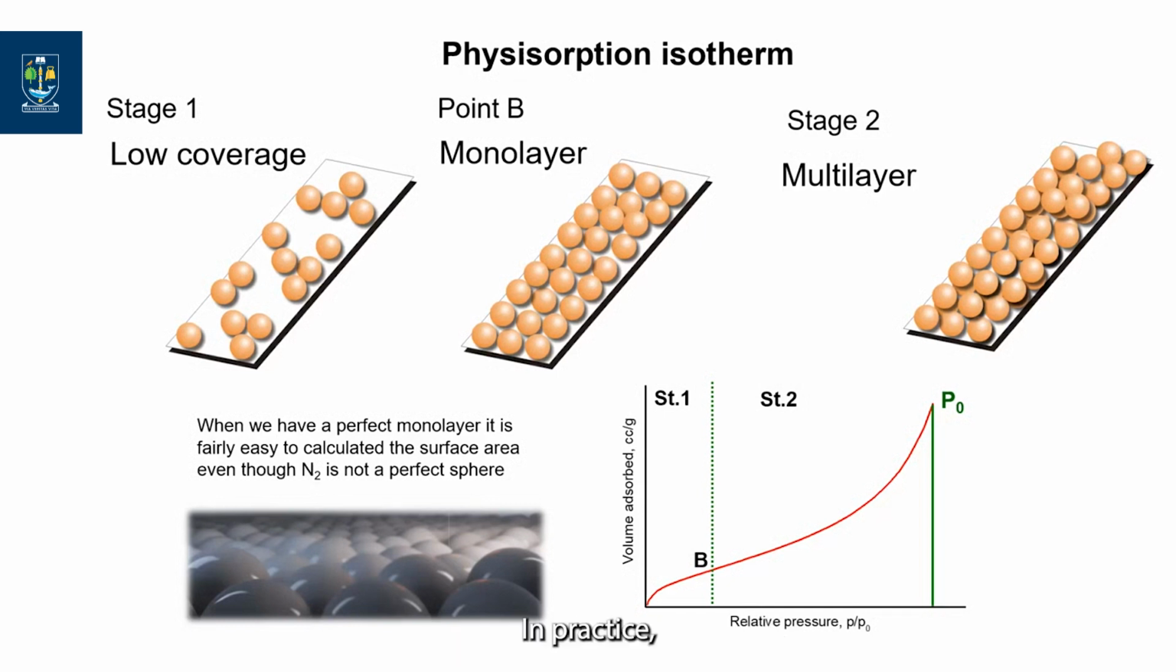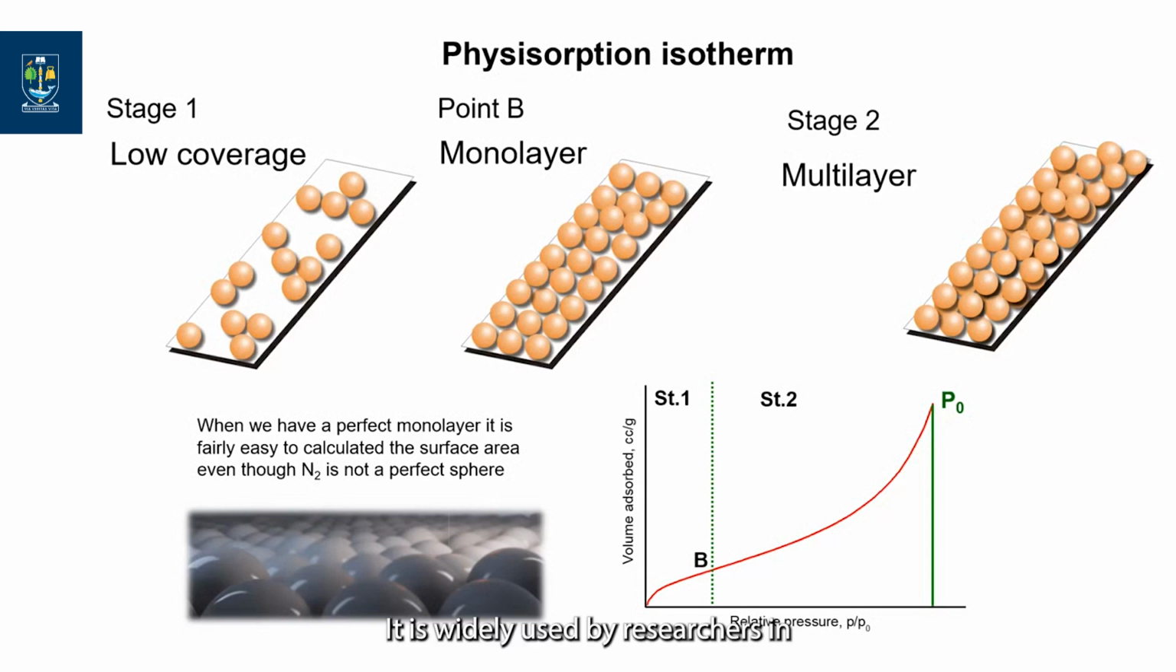In practice, the microporous samples are not flat, and the surface they have will be of all sorts of shapes and sizes, as well as having pores, of course. We shouldn't forget that in reality, nitrogen is a diatomic gas, and it doesn't have a perfect spherical shape. Still, it is a very useful model for modeling the adsorption.